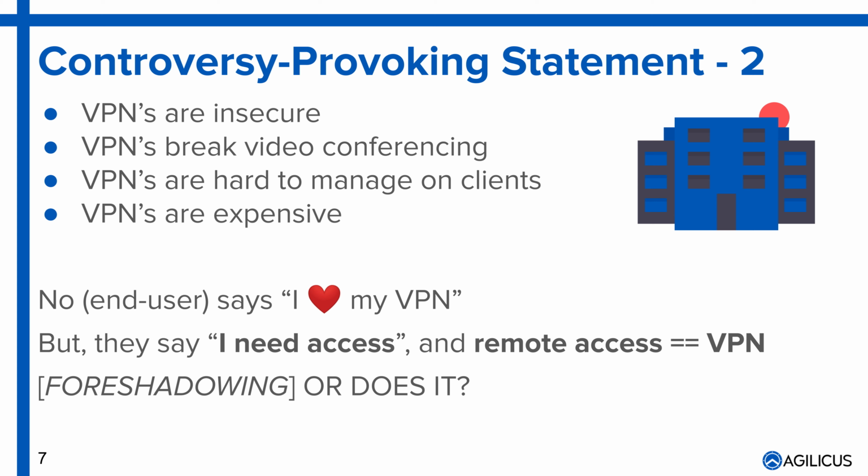VPNs are expensive. When you put them in, you thought about, well, I'm going to have 5 licenses for the 5 people in IT, and suddenly it's, well, I need 1,000 licenses for every person in the organization. We didn't budget for that. So what if we could just cancel the future licenses we were going to buy or not have them at all? No end user has ever said, I love my VPN. But they do say, I need access, and we all interpret remote access as the VPN. Foreshadowing music. Or does it mean that?